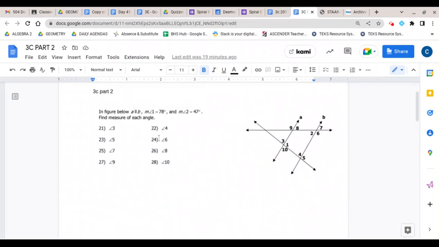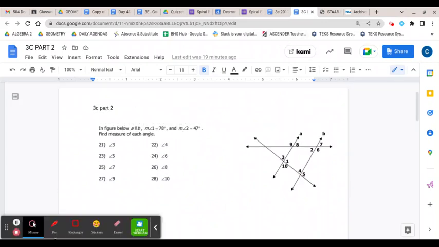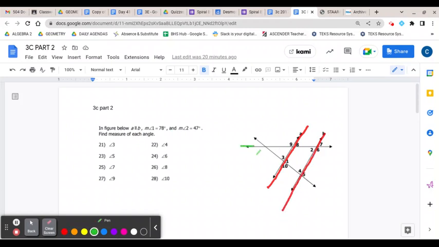Our last thing we have is just 3C part 2. Okay? So what we have is A is parallel to B. So these are the two lines that are parallel to each other. And we have two different transversals. So we have this green transversal here, and we have this purple transversal here. Okay? So we can only go along the transversal when we're copying angles from one thing to another. We can't copy anything from the purple to the green or the green to the purple. We can only go along that transversal.